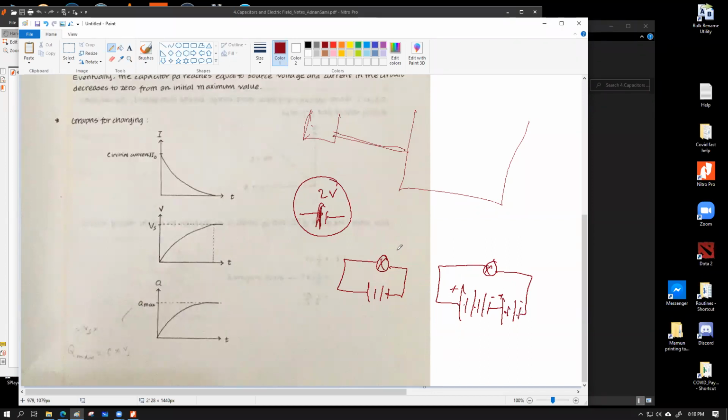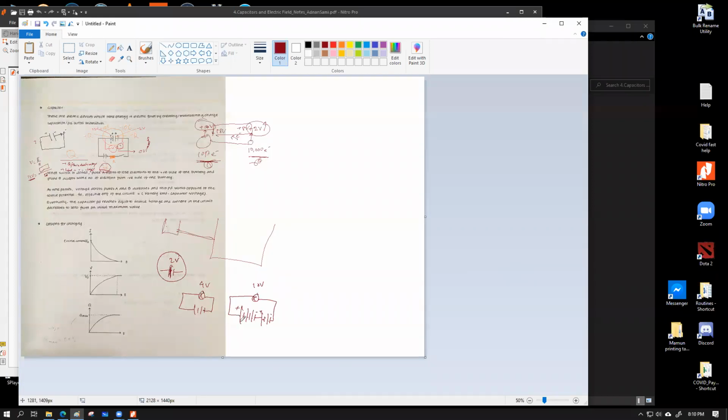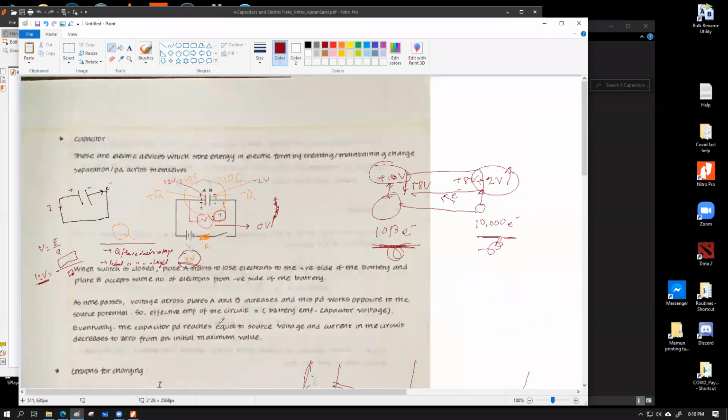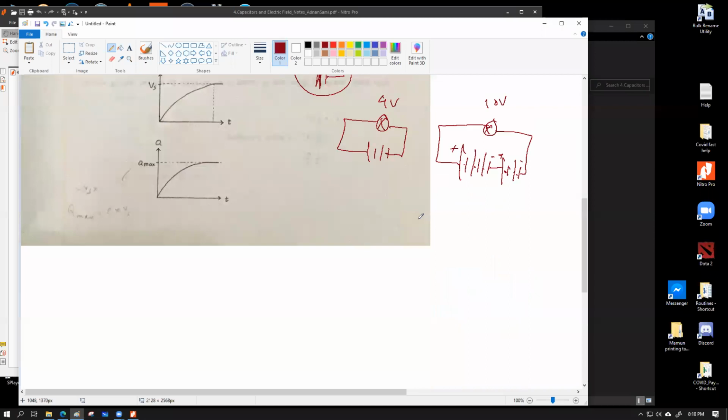So the available voltage over here for this bulb was 4 volt. The available voltage over here was 10 volt. What if I reverse this source? Then what's going to happen? Then it's going to be 2 volts. Exactly. Then the available voltage is going to be 2 volts.